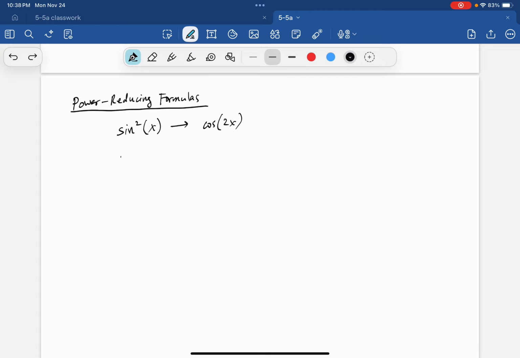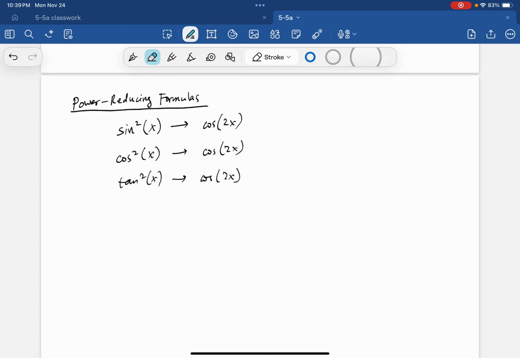These formulas would also help us to write cosine squared in terms of cosine 2x, or tangent squared in terms of cosine 2x. The idea is that we're reducing the power. We're getting rid of the squared. This is very useful in calculus when you do integrals, something you'll encounter later, which is why we're doing it now. Let me explain how we can get these formulas.